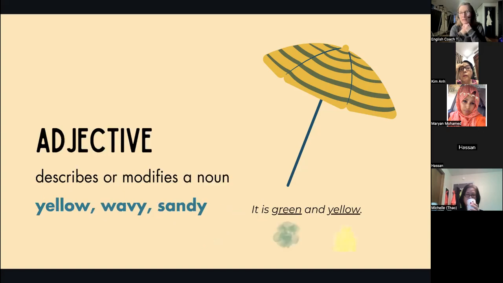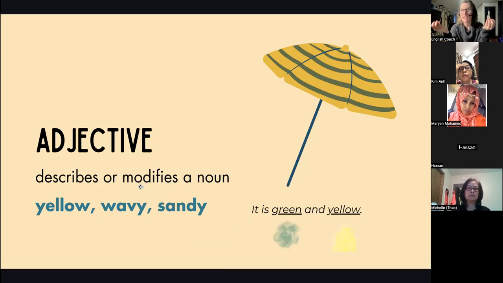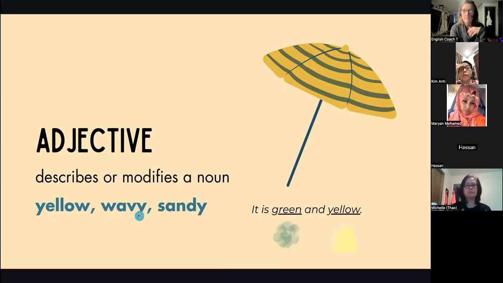Adjectives. These are my favorite parts of speech because adjectives make things more interesting, right? They are the description. They describe the noun. And sometimes we say modify, and modify can mean to change the noun. So when we use the adjective, it gives us more information about the noun, or it changes it. So yellow, wavy, like the waves, they go wavy. And sandy, the beach is sandy, are all adjectives.